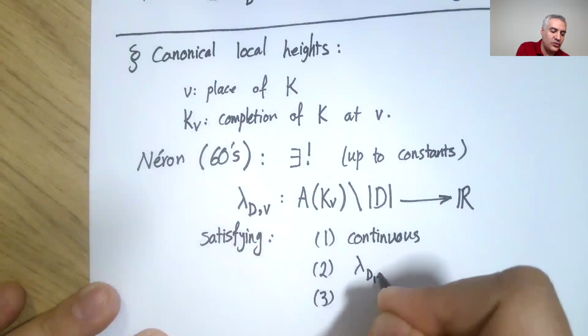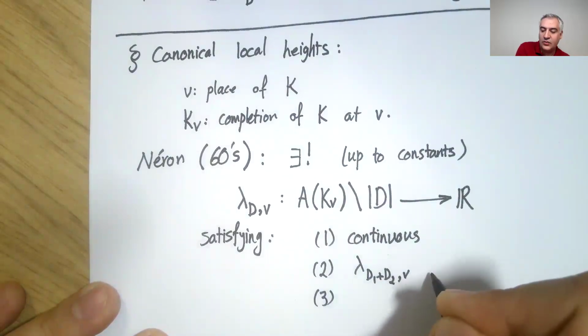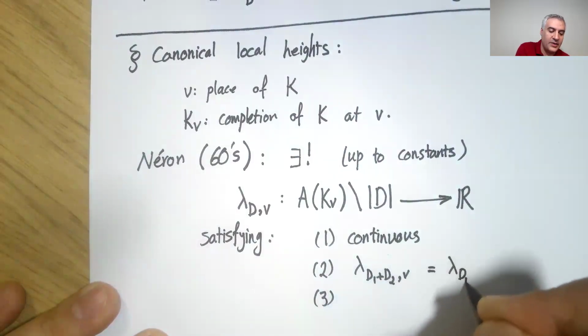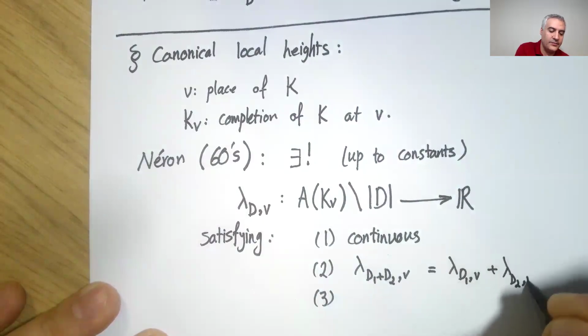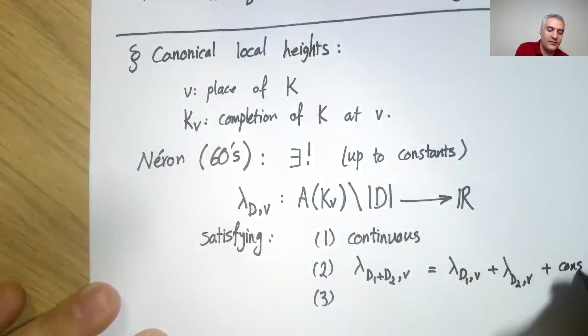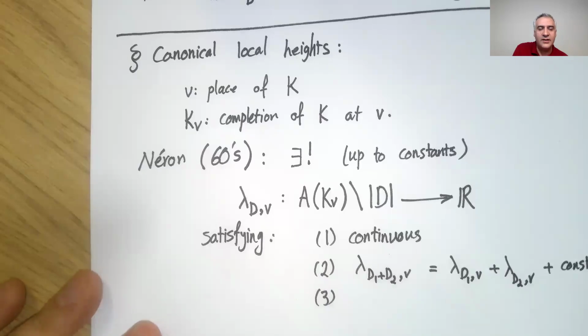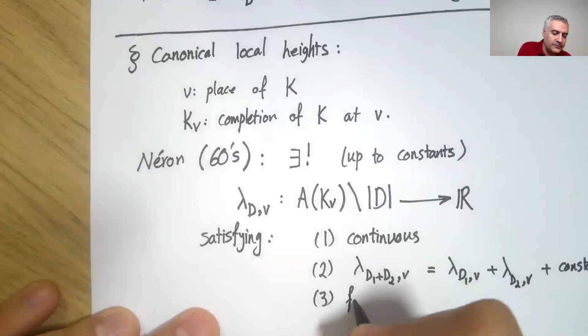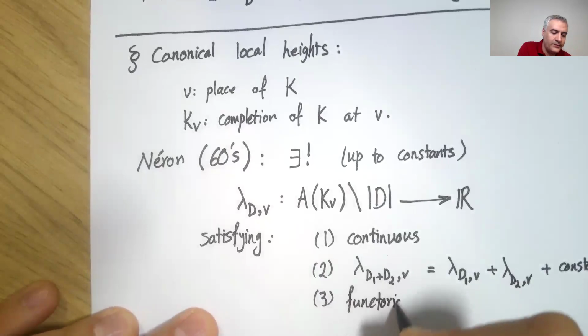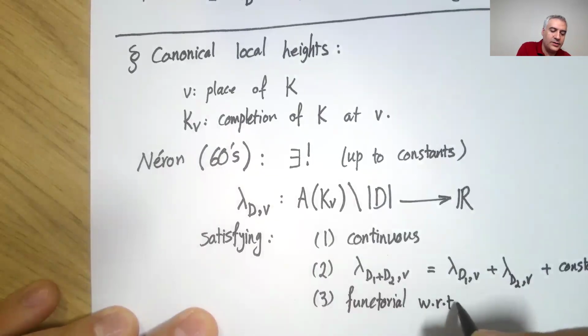Two: lambda of D1 plus D2. If you add two divisors, you get the summation of the functions at D1 and D2 up to a constant. Everything is defined up to a constant. And then third one, I won't write it carefully, but it's functorial with respect to isogeny. So if you have an isogeny between two abelian varieties and you appropriately pull back a divisor from the right side to the left side and all that. So I'll just say functorial with respect to isogenies.